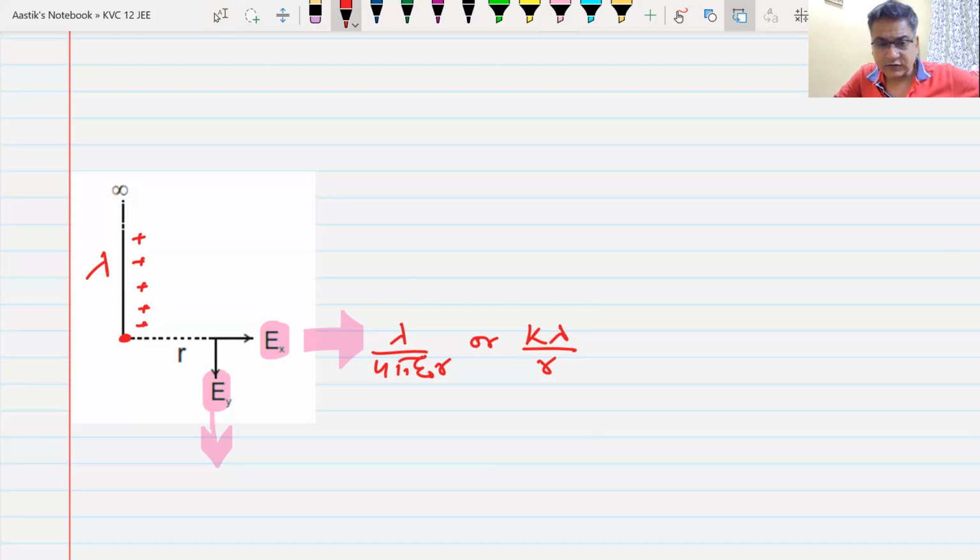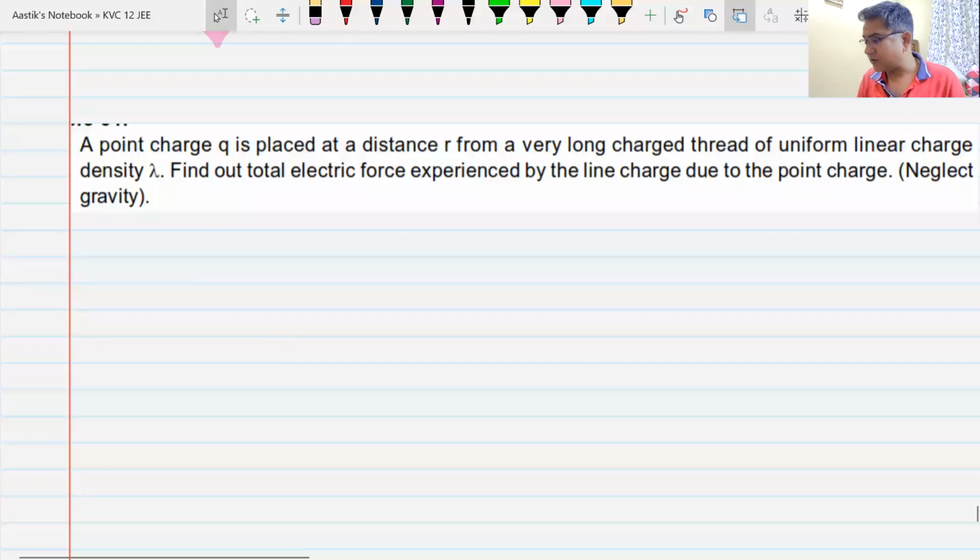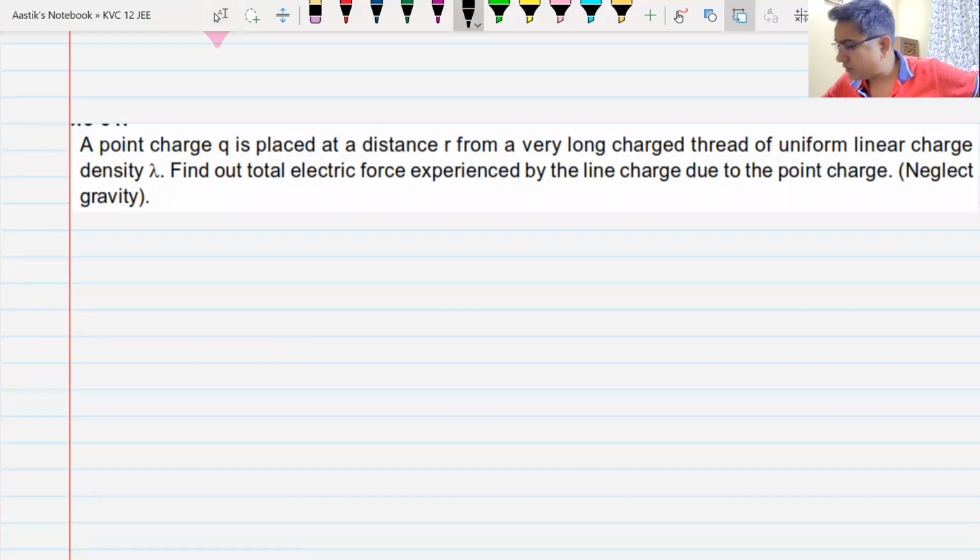Do we understand this, yes or no? This was electric field due to a semi-infinite wire. Yes, sir. Now, how are we going to face questions on this? This is an example of one of the questions, again taken, I think, from your module.